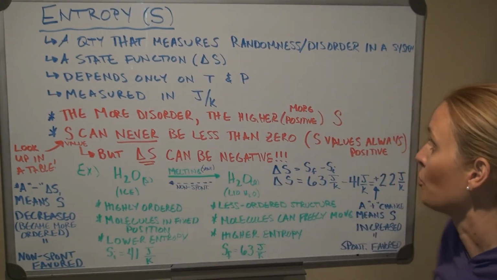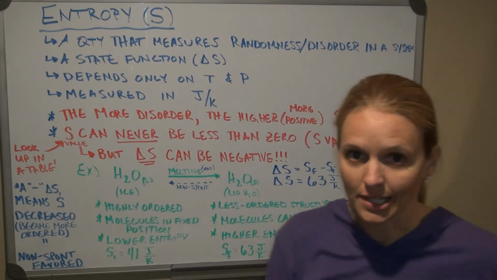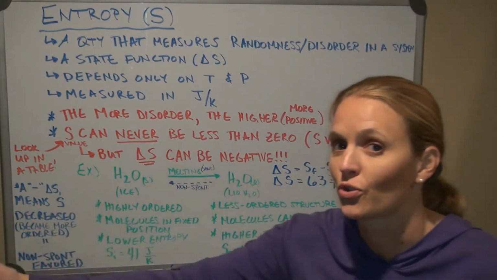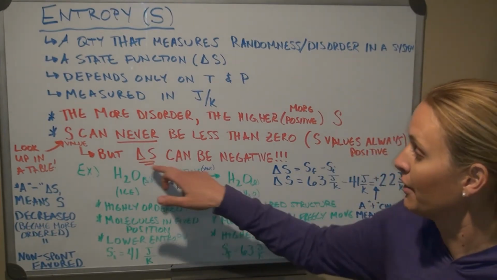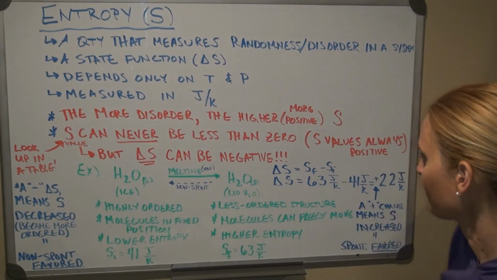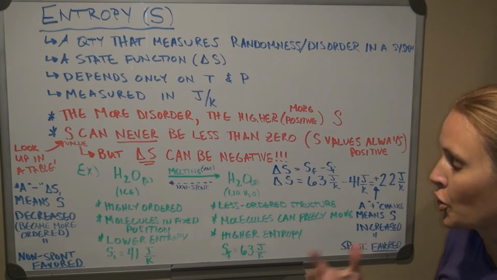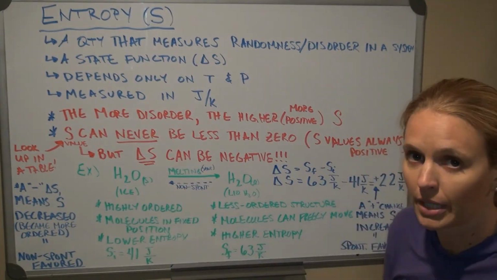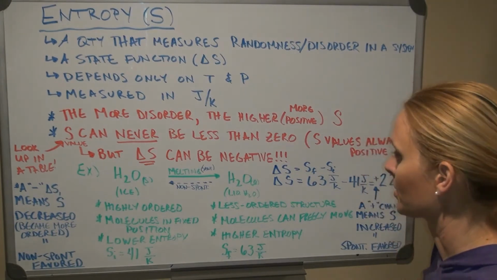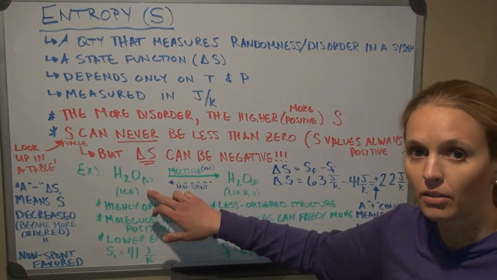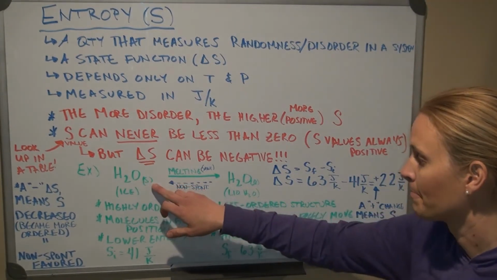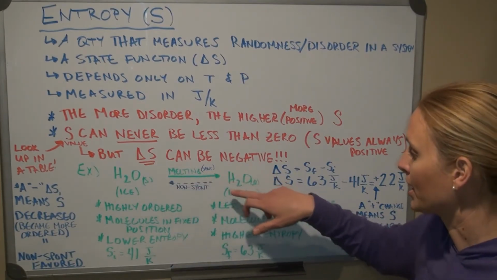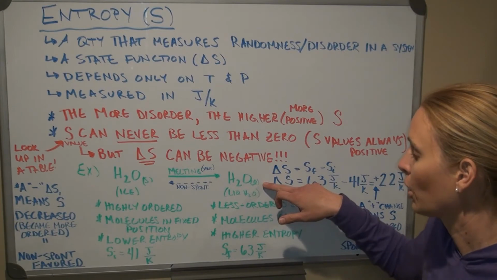So if you are decreasing in entropy, then you have a smaller number minus a larger number, and therefore you would get a negative change in entropy, okay? So let's take a look at this example to see what it really means. Here we have some ice, solid water, and it's doing a phase change: we are melting it into liquid water.